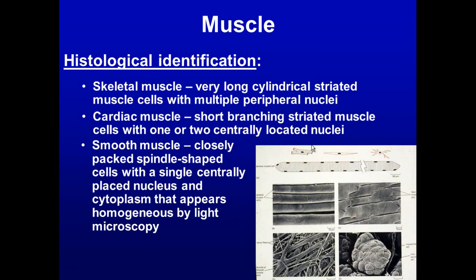There are three basic types of muscle. You have skeletal muscle, which are the larger muscles, multinucleated cells, and the nuclei are located in the periphery. Then you have cardiac muscle, which are branched cells, smaller cells, and usually one or two nuclei per cell. And then you have smooth muscle, the smallest of the cells, and they actually have a basement membrane around them, but it's homogeneous cytoplasm. So here again we can see skeletal muscle, cardiac muscle, and smooth muscle.